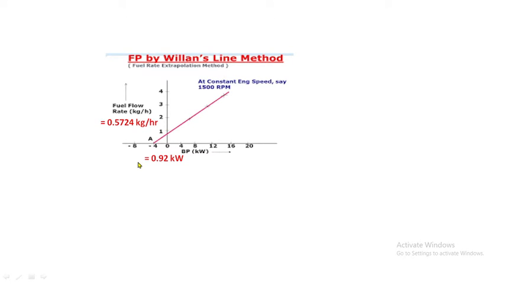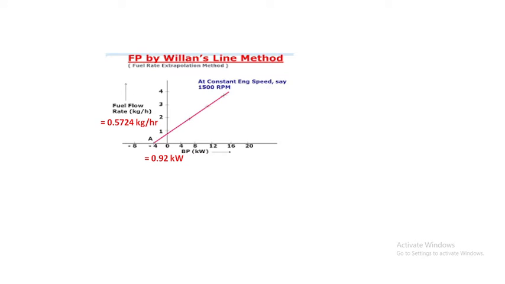Based on your reading values, you can take a scale here. Then I'm going to assume, for this, brake power as 0.92 kilowatt and fuel consumption 0.724 kilogram per hour. Mostly, what is the maximum brake power of our engine? It is 3.75 kilowatt.